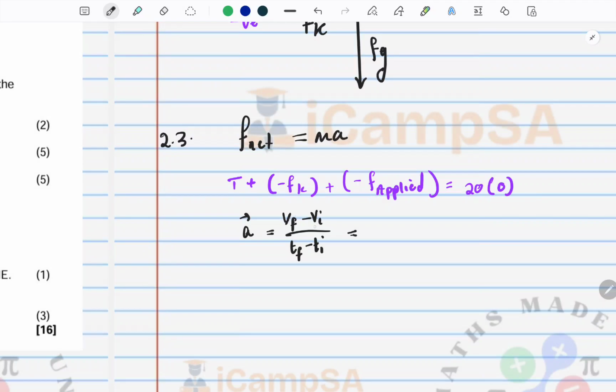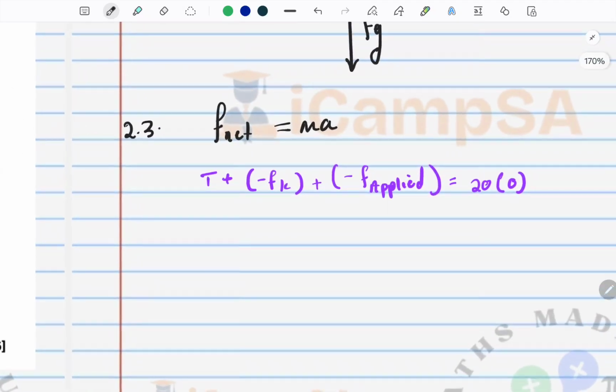What's going to happen is if these two are not changing, that means your Vf and your V initial are going to be the same. So if it's 5, you're just going to say 5 minus 5, and then you're going to have your Tf minus Ti here. So this is going to be 0 over your change in time. So that means this thing is going to be 0. That's why we say when the velocity or the speed is constant, the acceleration is going to be 0.